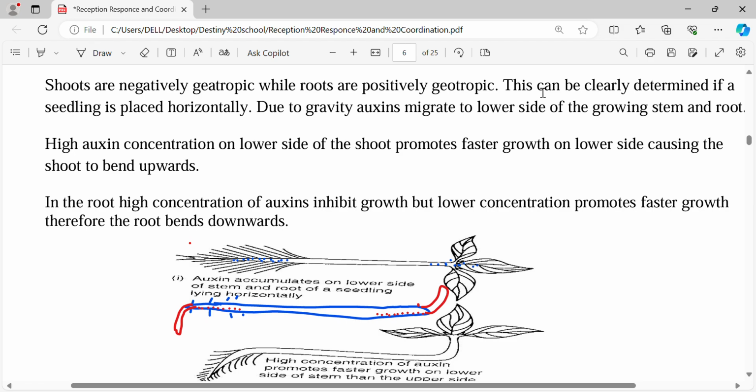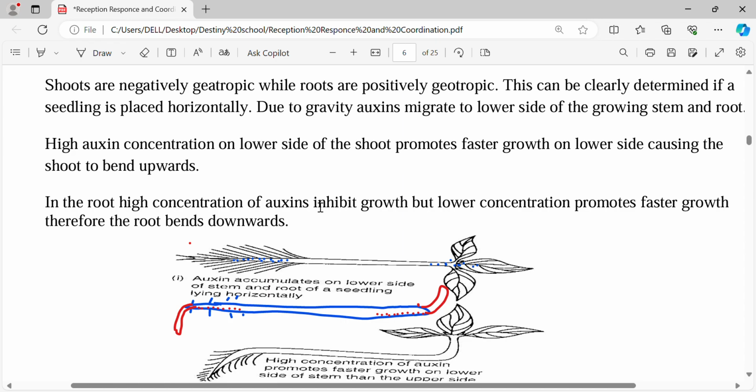Okay, so let's read the notes that I was able to write for you there. This can be clearly determined if a seedling is placed horizontally. Due to gravity, auxins migrate to the lower side of the growing stem and root. True. High auxin concentration on the lower side of the shoot, we have started with the shoot, promotes faster growth rate on the lower side, causing the shoot to bend upwards. So we have explained how the shoot is able to bend upwards.